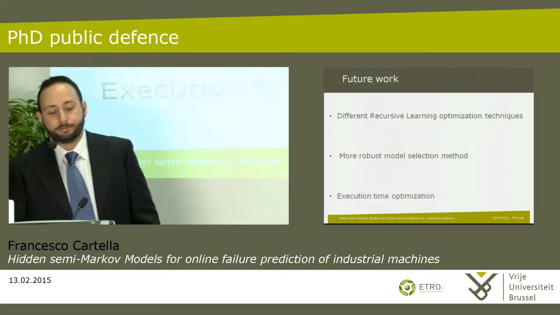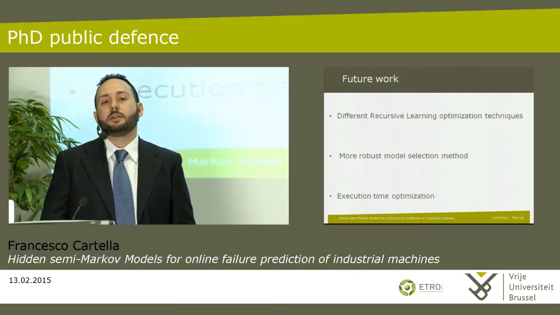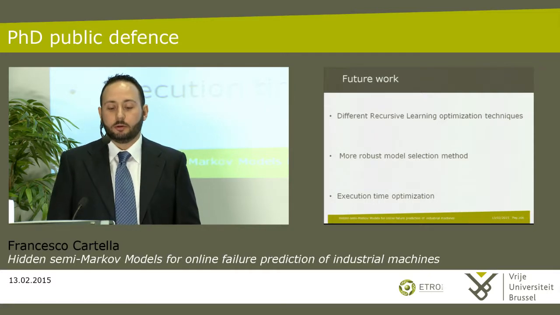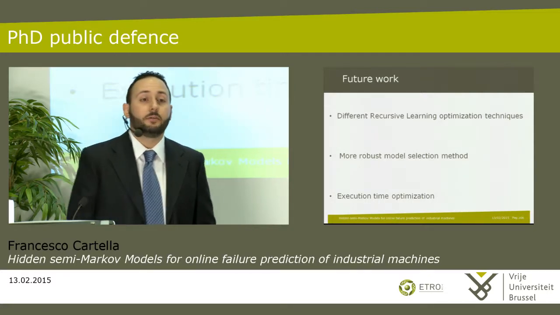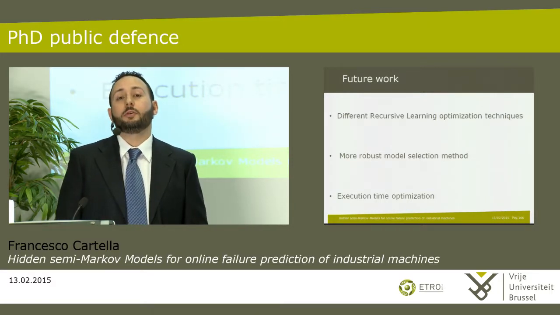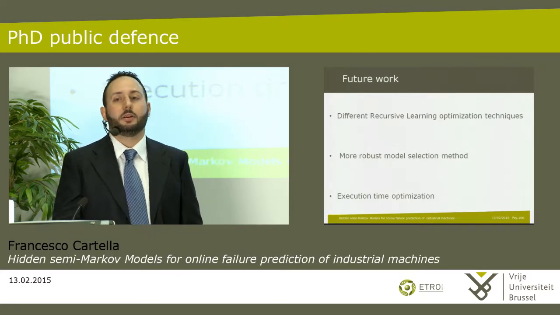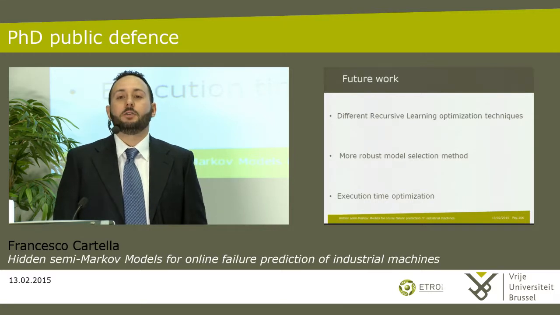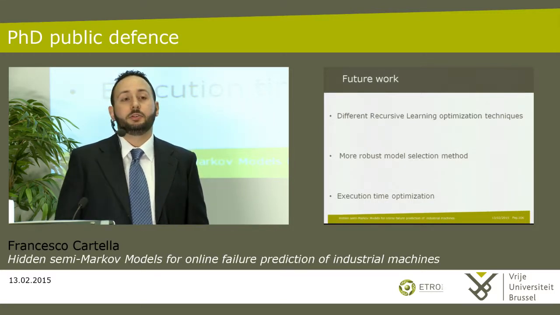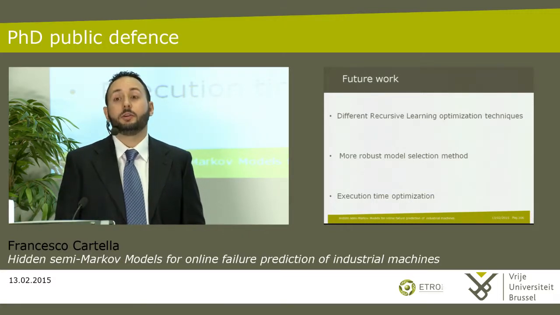Concerning the future work, as I said before, in this work we used a gradient descent technique, which is quite an easy and fast technique, to perform the online learning. However, future work should consider different optimization techniques, which might also be more accurate. As I said before, the Akaike information criterion is not really a robust method to perform automatic model selection, especially in selecting the correct number of states. So a more robust method is needed, and a possible solution can be a combination of the Akaike information criterion with a change point detection algorithm.